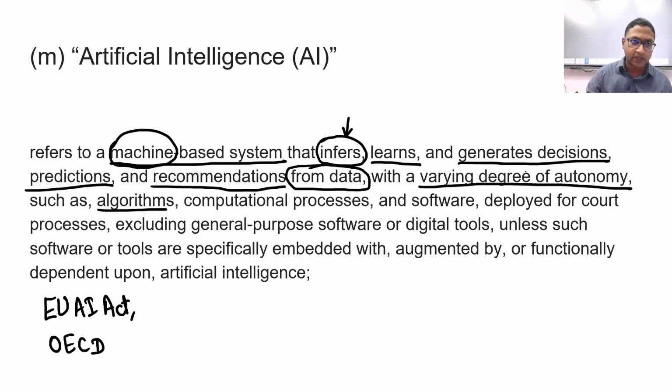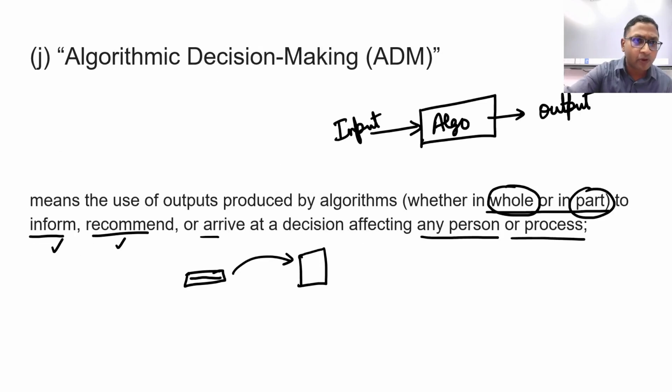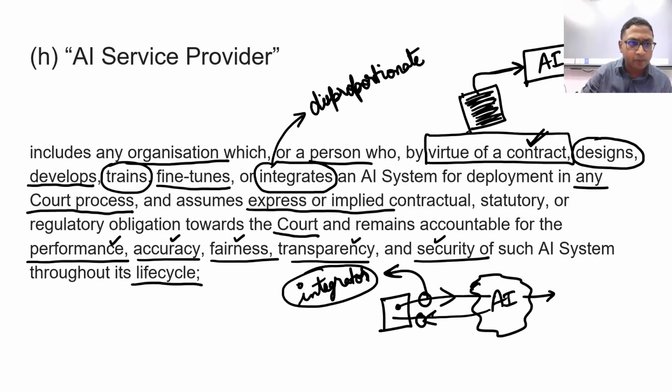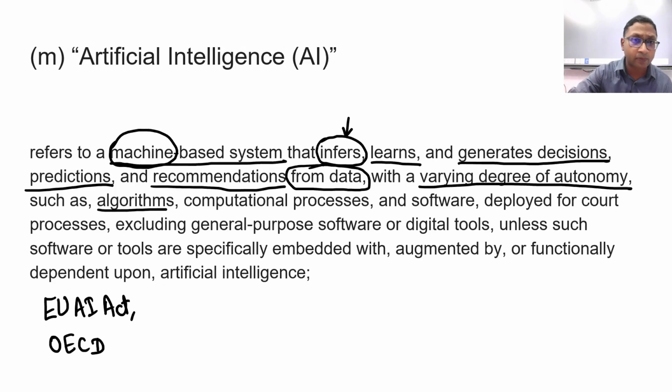Now, this is something I don't understand. We talked about this AI service provider being for deployment in any code process. So if we say code process, it's because we are trying to define an AI service provider, the one who provides or deploys AI in the code processes. But here in this case, in my opinion, there is absolutely no need to have deployed for code processes, right? Artificial intelligence is artificial intelligence, and this has nothing to do with code processes. So this line, I think, can be easily omitted.